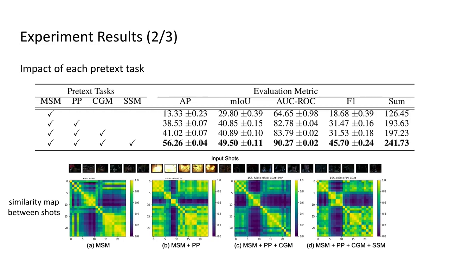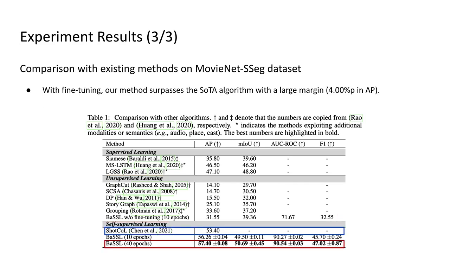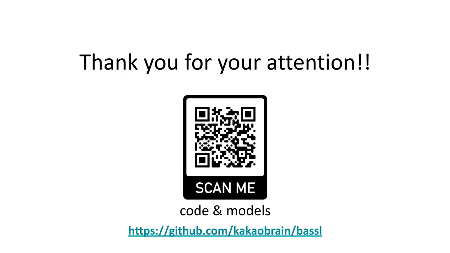Performance on the MovieNet segmentation dataset is as follows. When you consider our method as an unsupervised method with only pre-training, our method shows competitive performance compared to the existing methods. With fine-tuning, our method outperforms the previous state-of-the-art method, SharpCore, by a large margin.